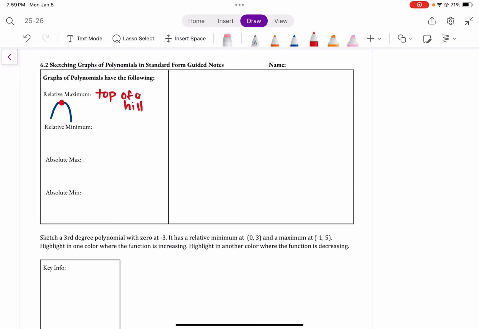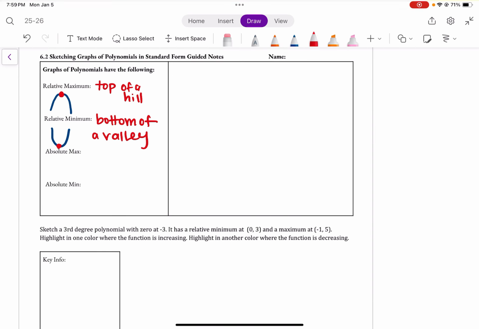On the other hand, we have what we call a relative minimum. A relative minimum is the opposite. If we have a U shape or like a valley, that's the bottom of a valley. A lot of times graphs are going to have multiple relative maximums and multiple relative minimums. The absolute maximum is the highest max. So you might have multiple relative maximums, but the absolute max is the highest one. Similarly, the absolute minimum is the lowest minimum.